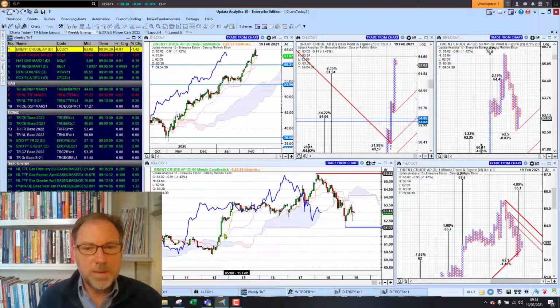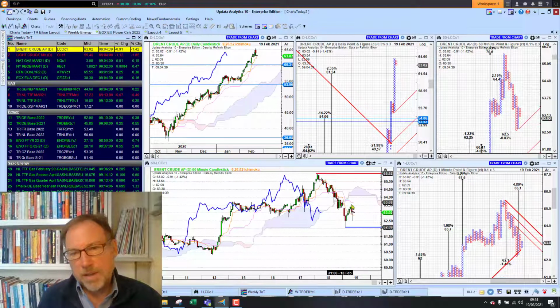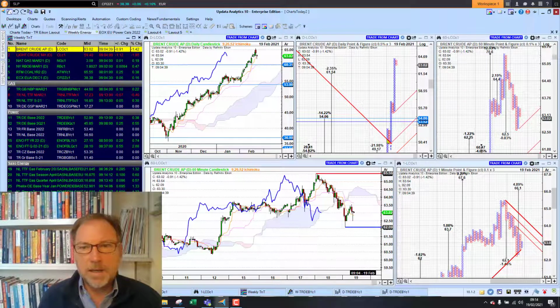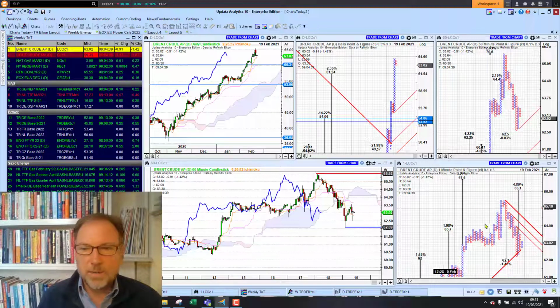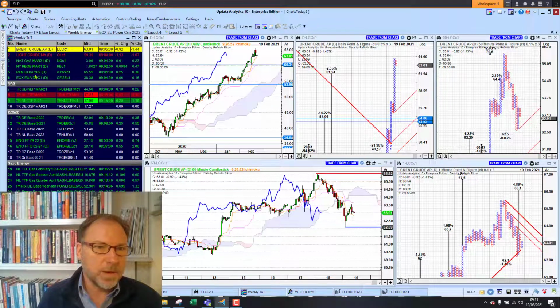Just looking at the energy mix, we've got Brent Crude just starting to come back into below the cloud on the 60-minute, looking a little bit exhausted here on the daily chart, and this downside target nearly met. So we just need to keep an eye on that. Keep an eye on your 1 minute charts if you're trading Brent.